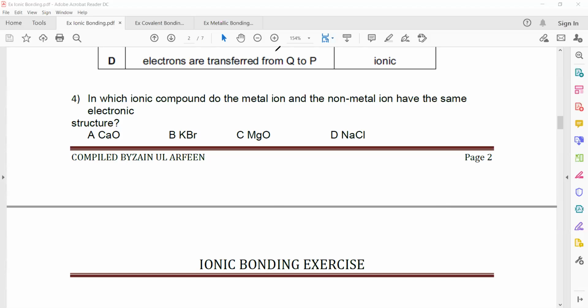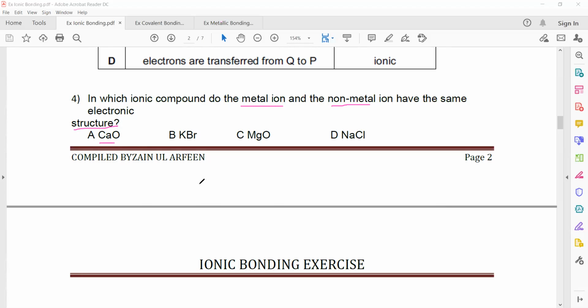In this question: in which ionic compound do the metal ion and the non-metal ion have the same electronic structure? It means they have the same number of electrons in the ion, because they are forming ions. So what happened?